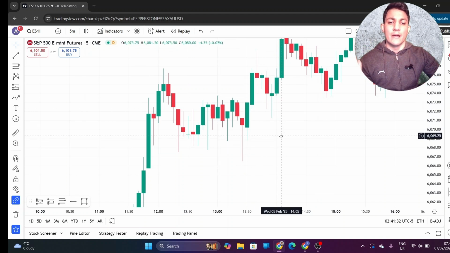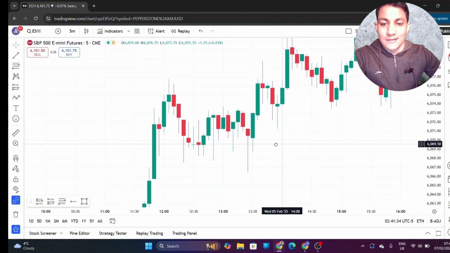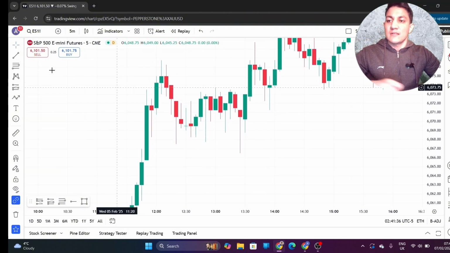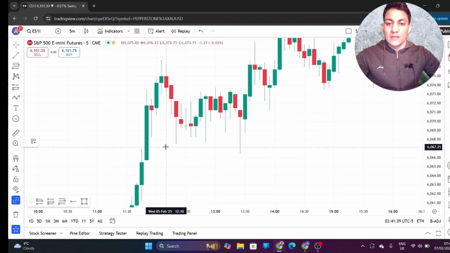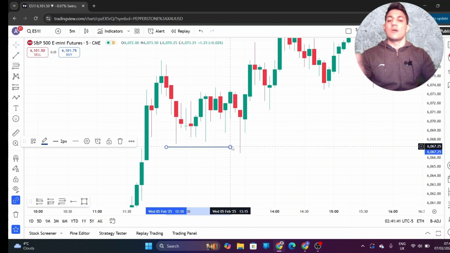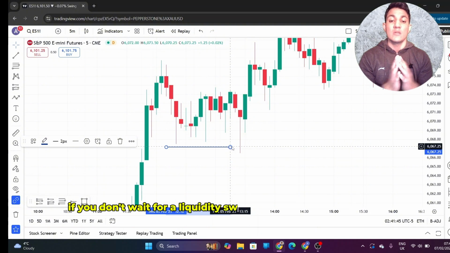I know a lot of you love order blocks, and I love order blocks too. I love trading too, but let me mark this out for you. This is our liquidity sweep. We always wait for the liquidity sweep. It doesn't matter what entry pattern you're using, optimal trade entry, fair value gap, VWAP, you need to wait for a liquidity sweep, because if you don't, you're going to get swept.